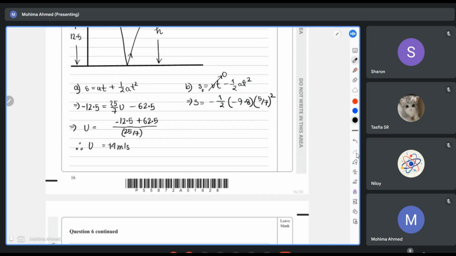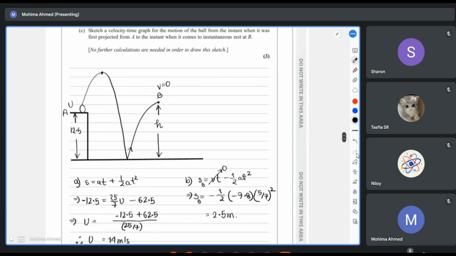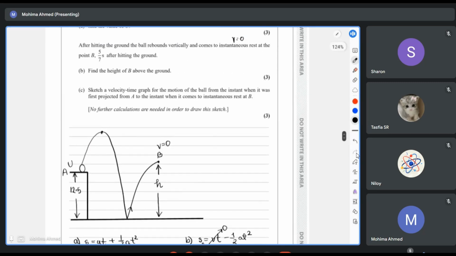This is SB, okay? So let's write this as SB. This is 2.5. Right, so the height above the ground that was reached was 2.5. That was it for part B. Then we'll move on to part C. It says sketch a velocity time graph for the motion of the ball from the instant when it was projected from A to the instant when it comes to rest at B.